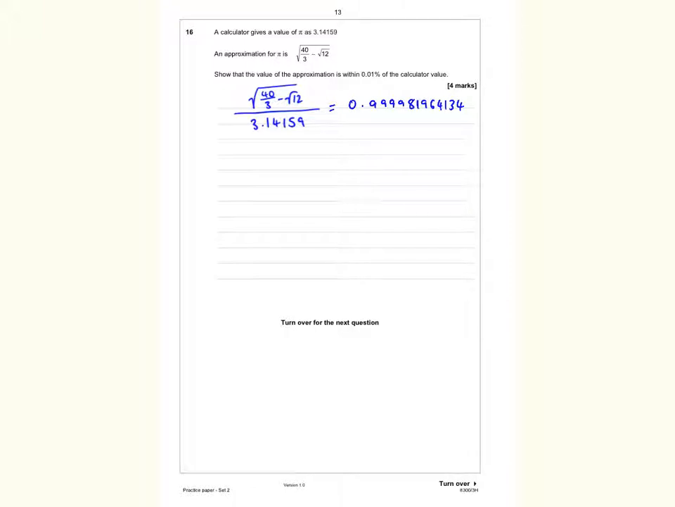Okay, so this is equal to 99.9981964134%. Now, if I was to subtract this from 100, I would be able to see how we're doing with that. Okay, so 100 take away that. So 100 take away 99.9981964134. It is equal to 0.